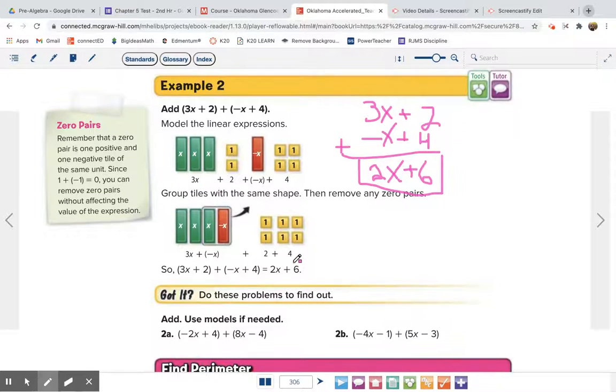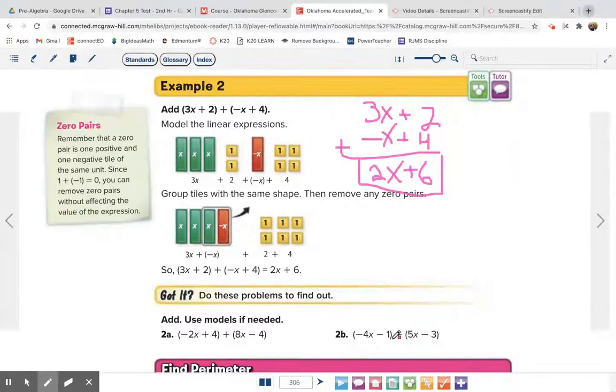I want you to pause the video and just try 2a and 2b. 2b, if you're a little confused on it, it's okay. Don't freak out because it has lots of negatives in it. Just try your best, and then I'll go over it with you.